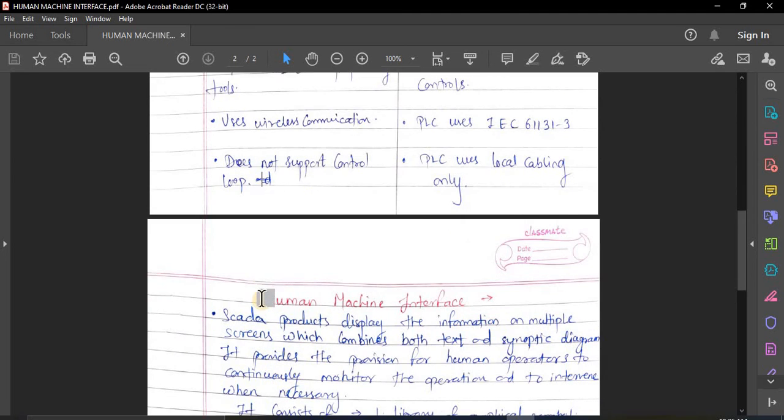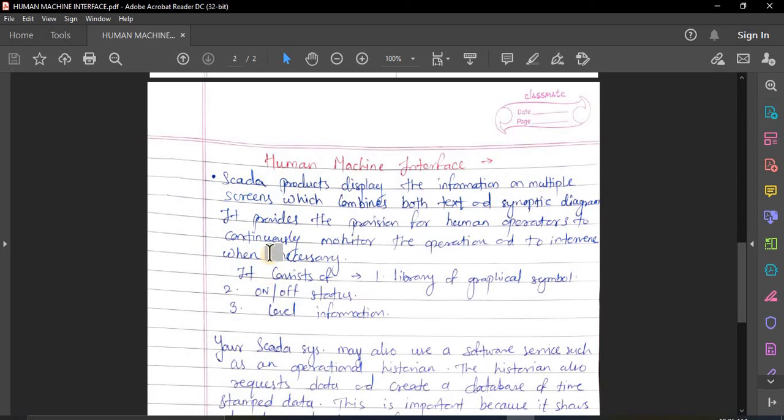Now we are going to have a look at the human machine interface. In our automation process, the output needs to be indicated or displayed. That is done by using the human machine interface. You can control the output or the input quantities by using this machine interface.